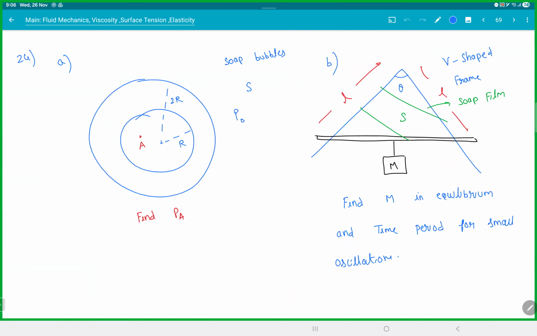Let's get this thing. Soap bubbles. We have two soap bubbles, one inside another. Outside pressure is P naught, surface tension is S. Find the pressure at point A inside.